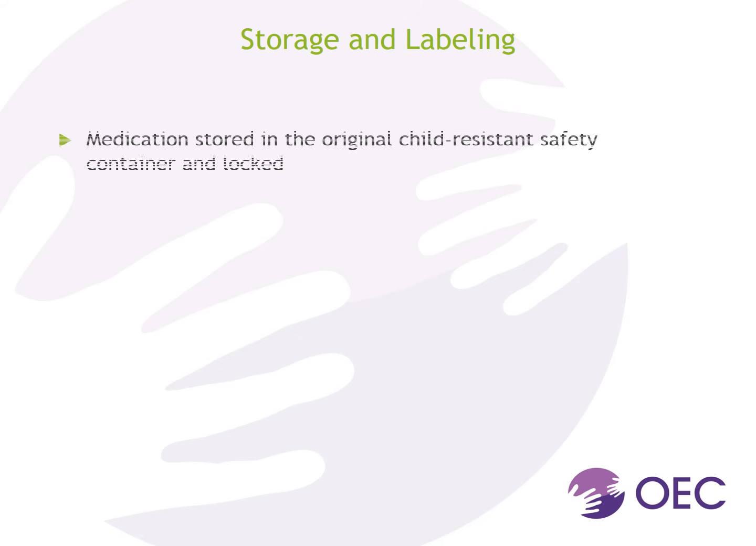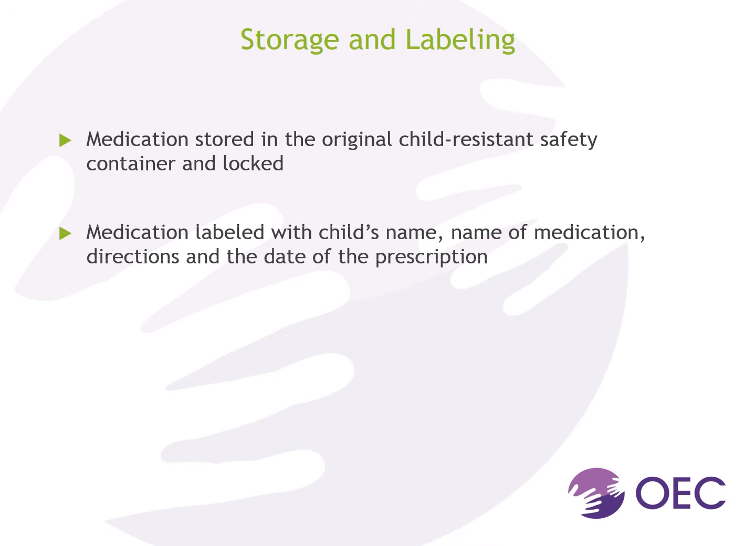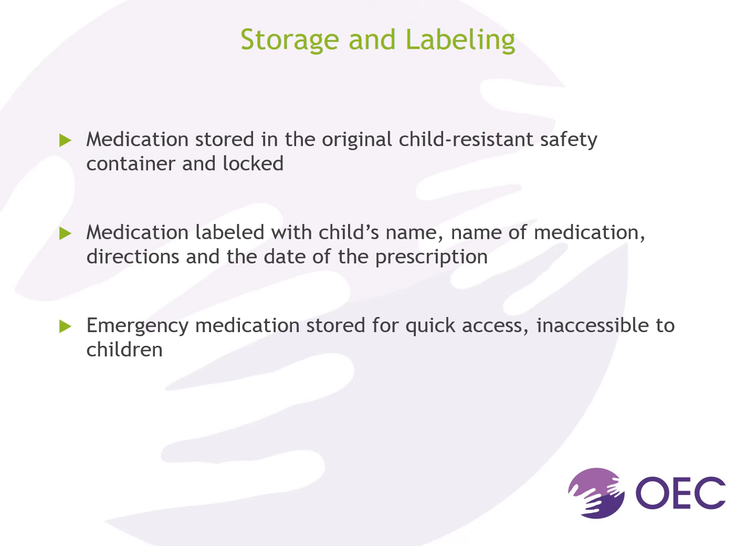Medication other than non-prescription topical medications shall be stored in the original child-resistant safety container. These medications shall be stored in a locked area, locked container in a refrigerator away from food, or locked container according to the manufacturer's directions. Controlled drugs should be double-locked. Keys should be accessible only to staff authorized to administer those medications. The label shall include the child's name, name of medication, directions, and the date of the prescription. Emergency medications such as EpiPen, glucagon, or rescue inhalers may be stored unlocked for quick access, provided this medication is stored safely and inaccessible to other children.